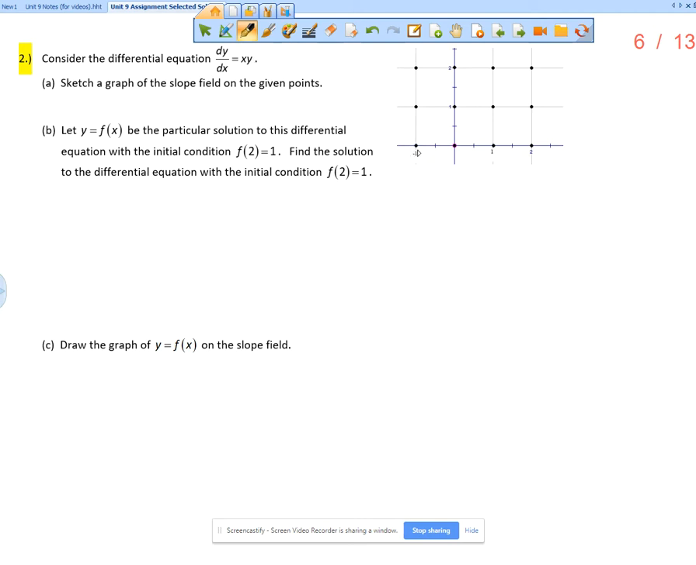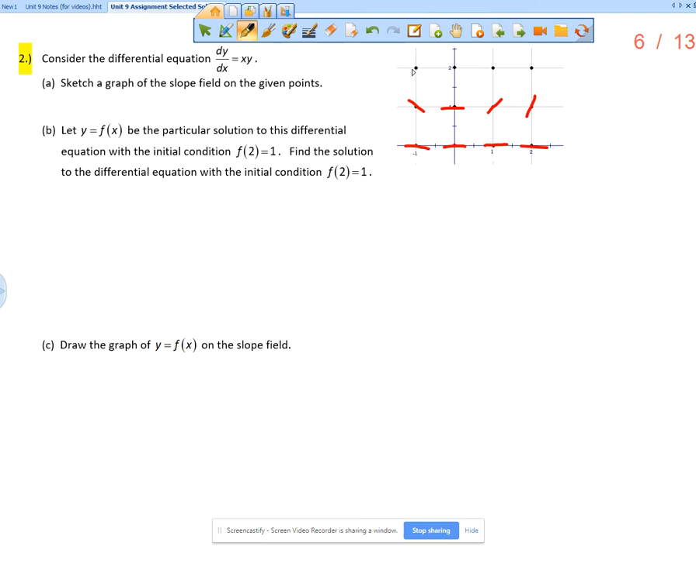So -1 times 0 is 0. 0 times 0 is 0. 1 times 0 is 0. 2 times 0 is 0. -1 times 1 is -1. 0 times 1 is 0. 1 times 1 is 1. And 2 times 1 is 2.